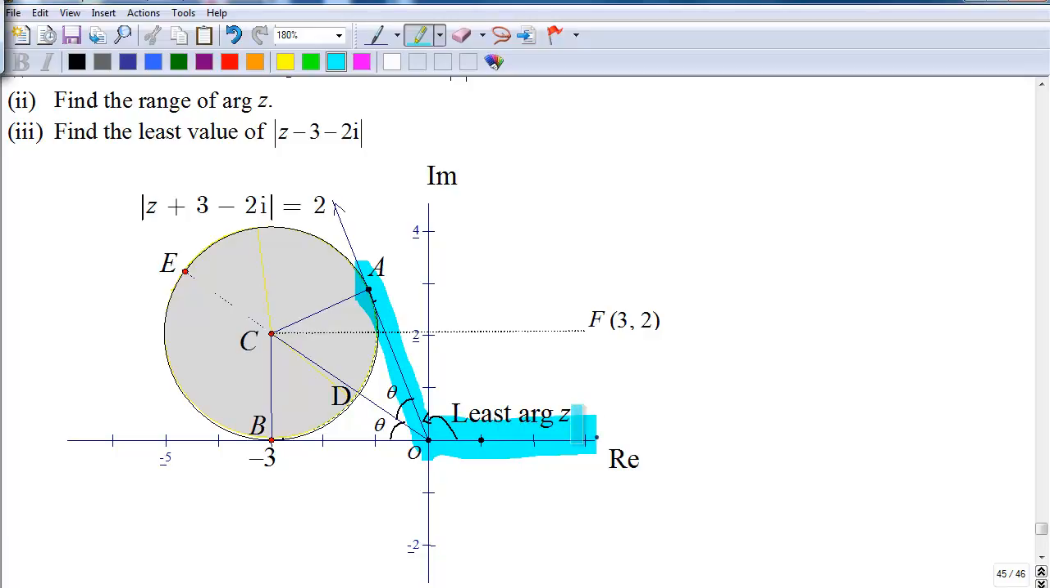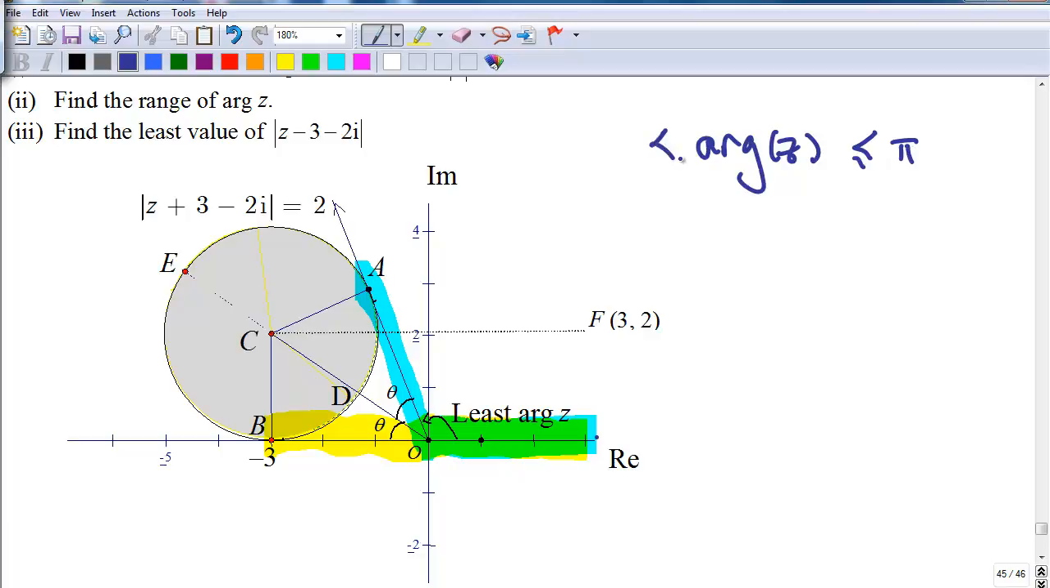Any other point inside the circle or on the circle will have an argument greater than this. Now what about the largest possible value? The largest possible value of the argument of z must be from the point B, because OB will make an angle of pi with the real positive axis. So straight away I can write this down. Argument z must always be bounded by pi.